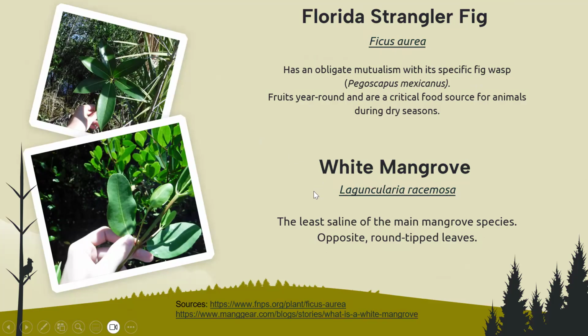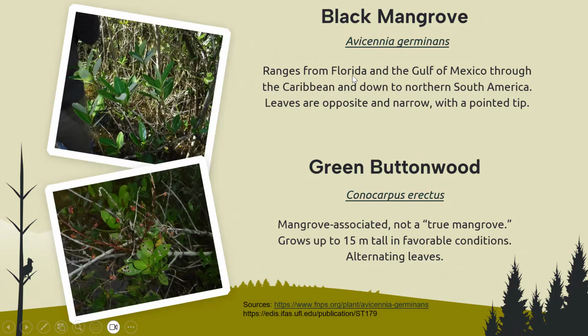The white mangrove, this next plant, is the least saline tolerant of the main mangrove species, and it is identifiable by its opposite round-tipped leaves, as you can see in this image. The black mangrove, Avicennia germinans, ranges from Florida and the Gulf of Mexico through the Caribbean and down into northern South America, which is a very crazy range. Its leaves are opposite and narrow with pointed tips instead of that round shape that we were seeing with the white.